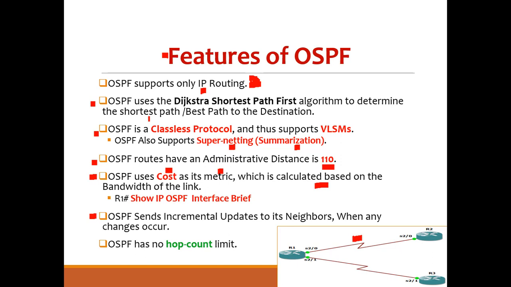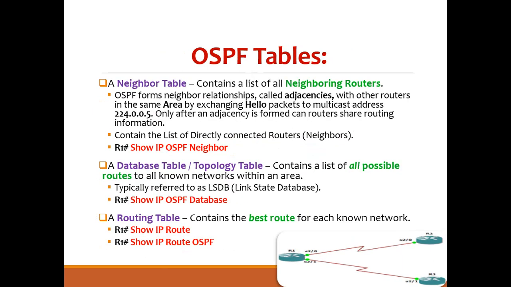OSPF sends incremental updates to its neighbor. So when there are changes, only the changes will be shared with the neighbor. It's not that the full information will be shared with the neighbor. Now, OSPF has no hop count limit, so that's why OSPF is used for large networks.